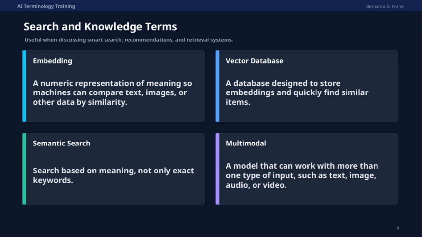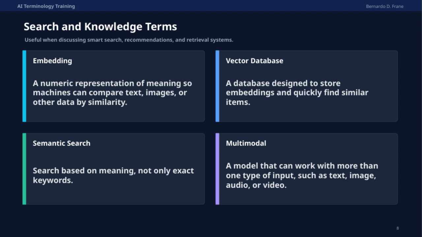Next, we move to semantic search. Unlike traditional search methods that rely solely on exact keyword matches, semantic search focuses on meaning. It understands the context and intent behind a query, so results are more relevant and aligned with what you're actually looking for.